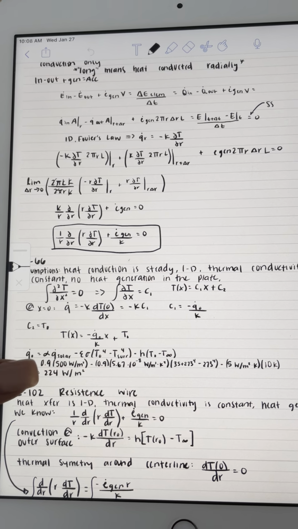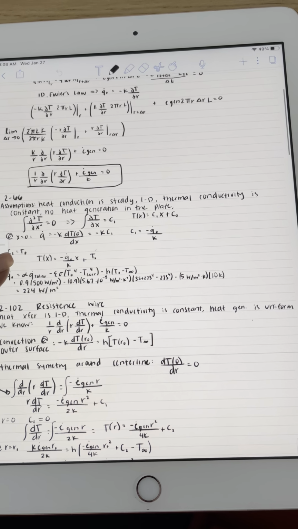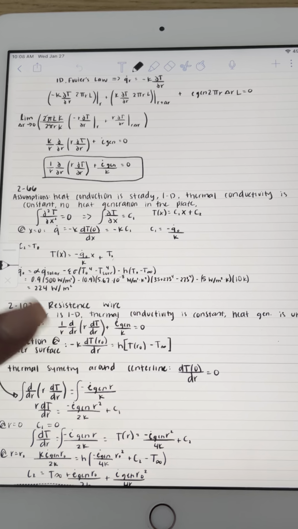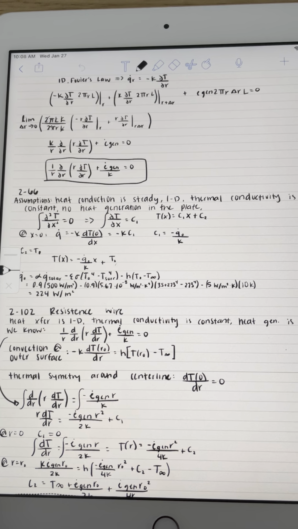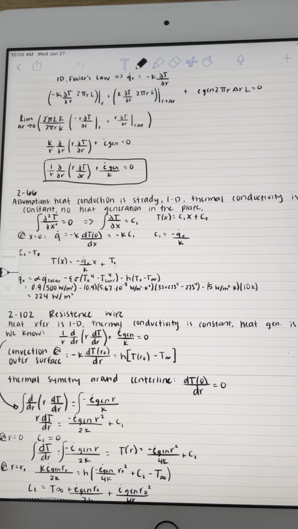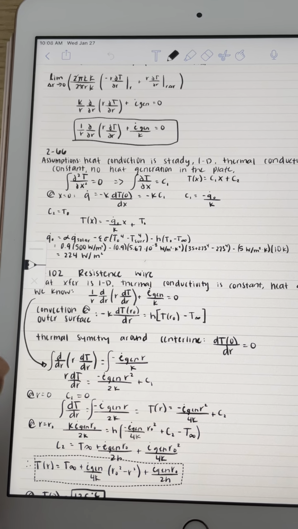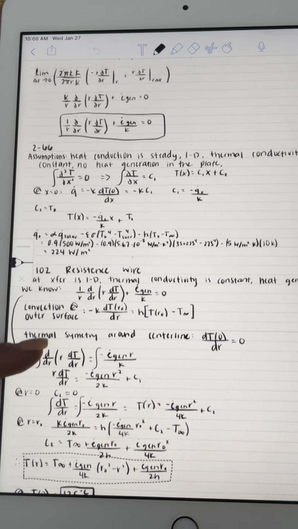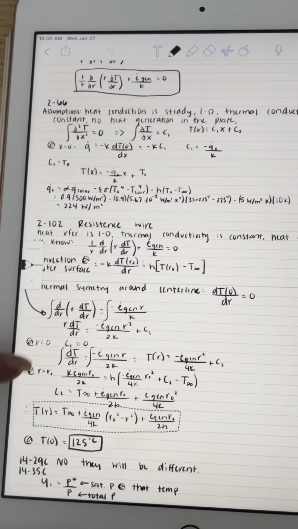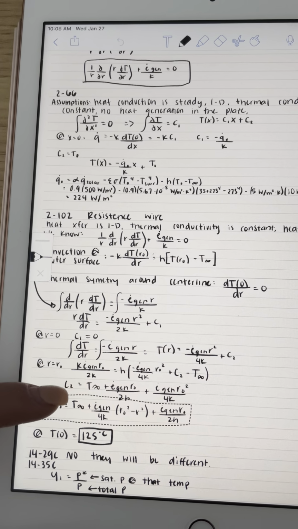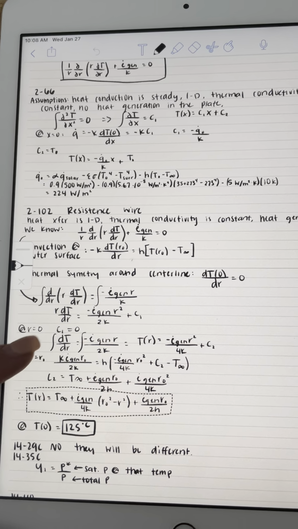And then for 2.102, the resistance wire, so heat transfer is one-dimensional, constant, heat generation is uniform. We have this equation that we just derived above. We can use that to find the convection at the outer surface, and we also know thermal symmetry around the center line. We can set this equal to 0, and we're basically solving for our C1 and C2 with the boundary conditions of at r equals 0, C1 equals 0, and r at the specified radius for a variable. And then we can just plug that into an equation that we already know and simplify.